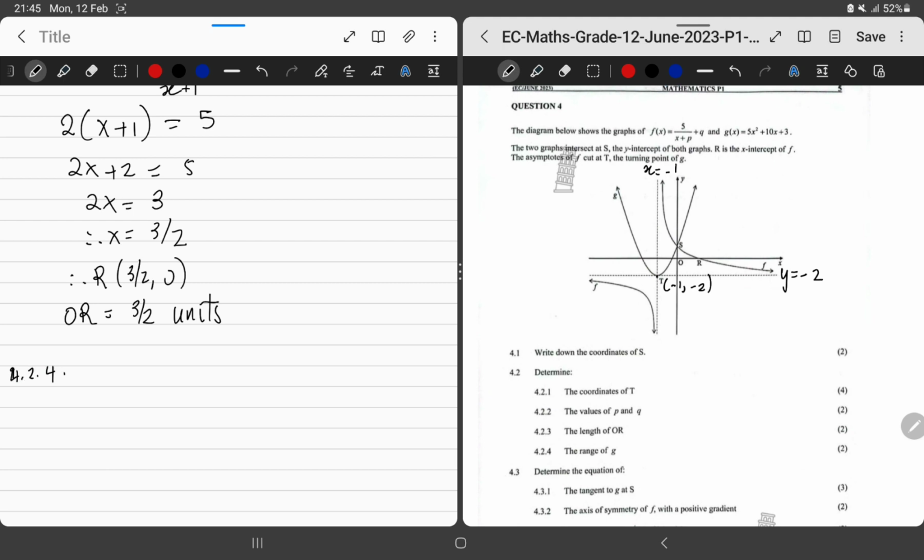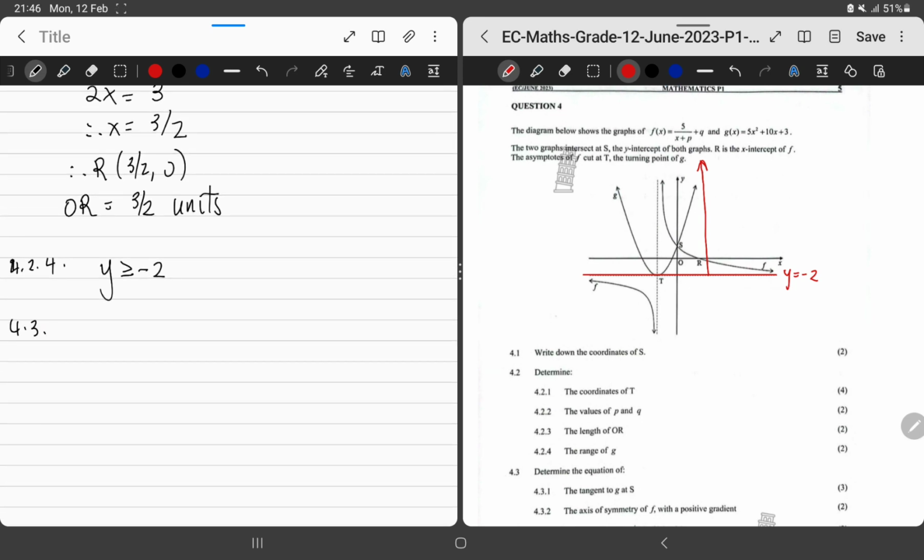4.2.4. They want the range of g. The range represents all the possible y values of g. Well, the turning point of our graph is at y equal to -2. So the graph can start from here and go all the way upwards. So the range should be y greater or equal to -2.